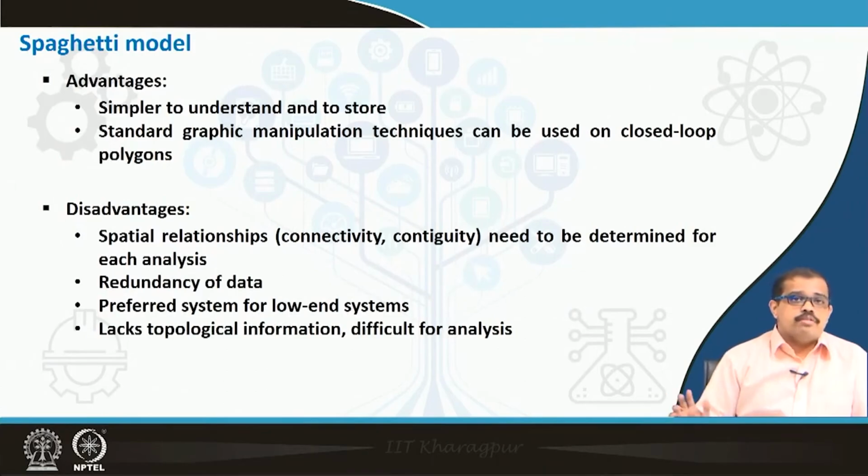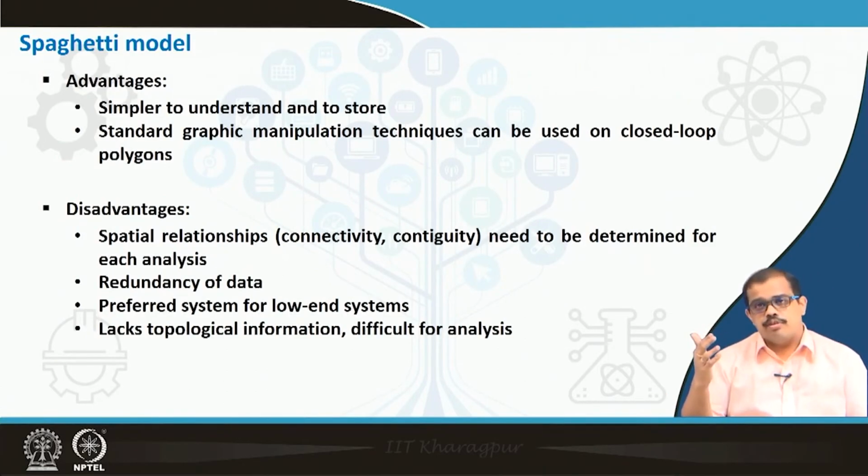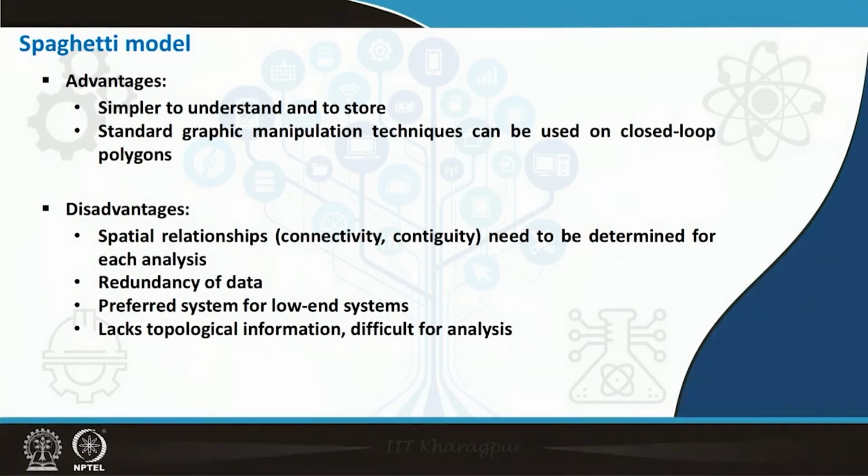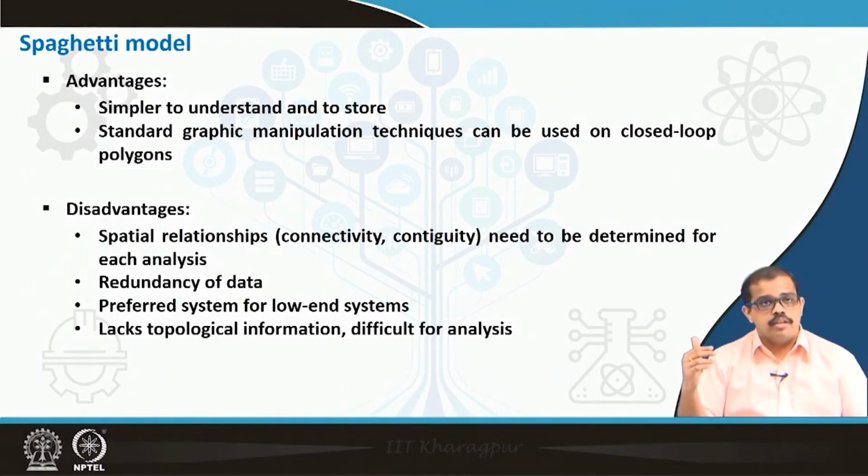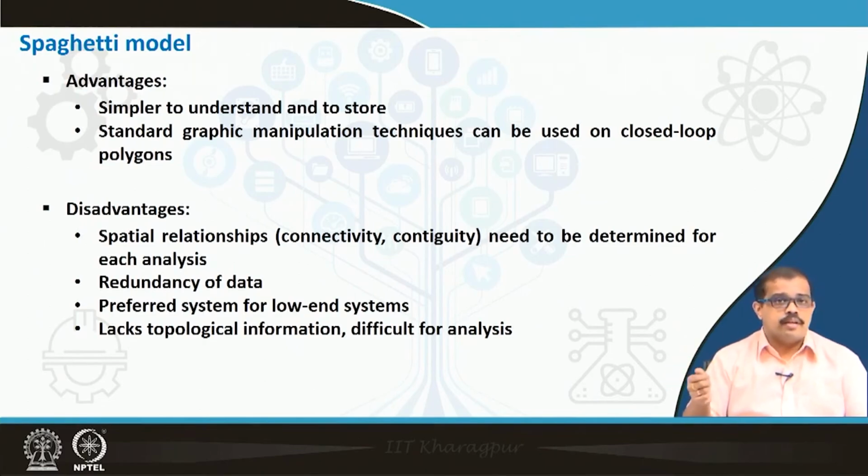Now, when you look at the advantages of this model, it is simpler to understand and store. You do not have to use much computational capability either. Then you have standard graphic manipulation techniques that can be used on closed loop polygons. The major disadvantage is that the spatial relationships need to be determined for each analysis. Connectivity and contiguity are not available otherwise. Then redundancy of data is there in the entire system. The data is quite redundant.